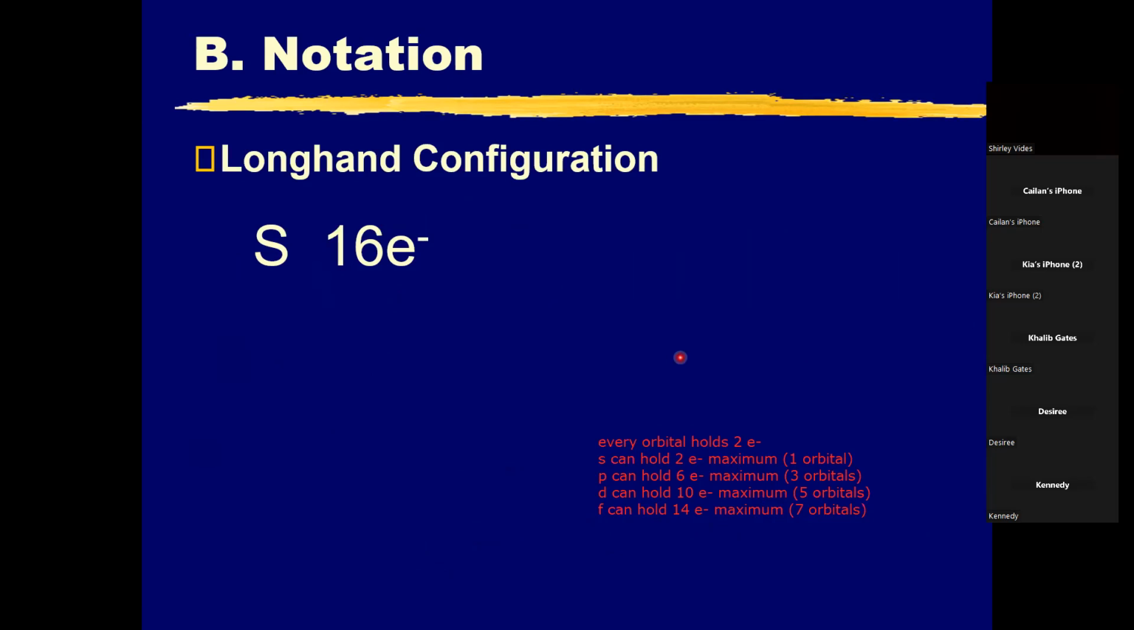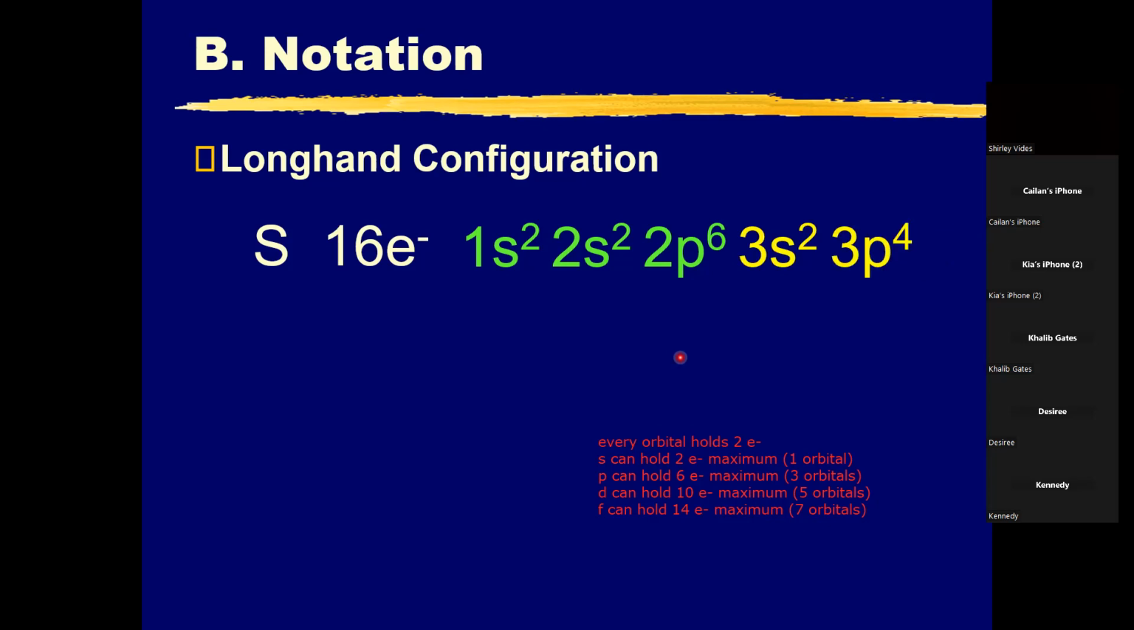Longhand for sulfur would be 1s2, based on those rules down there. 2s2 because it's full. Then 2p6. See, the 3s doesn't come yet, but 2p does. Then we have 3s2. And then we have 3p, but it's not full, so we can't say 6. We have to actually count how many electrons. So it's 3p4, there you go. 4 in the green ones, right? And 6 in the yellow ones.